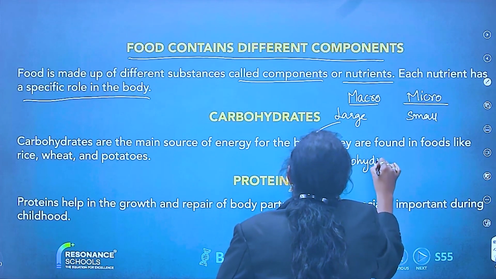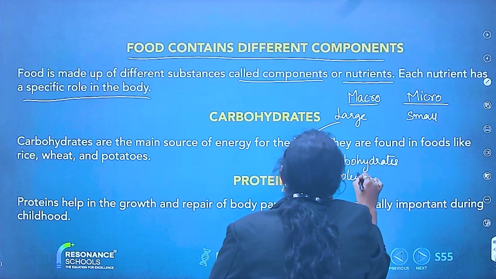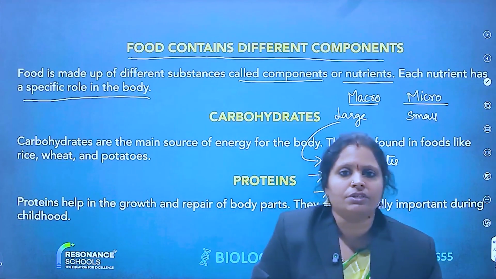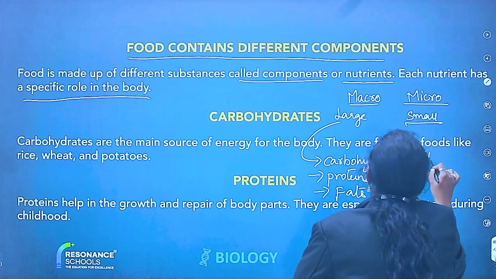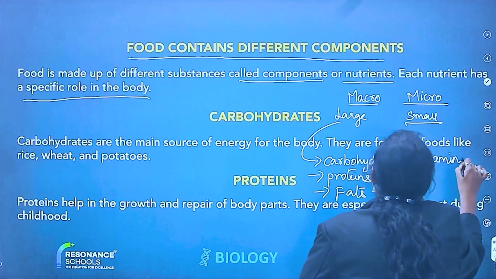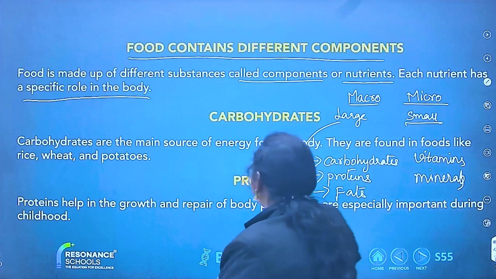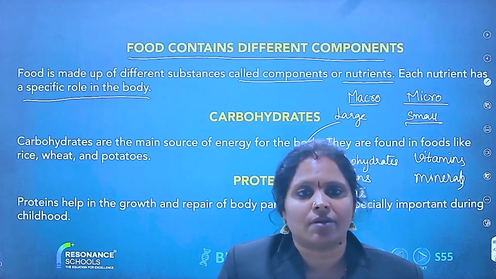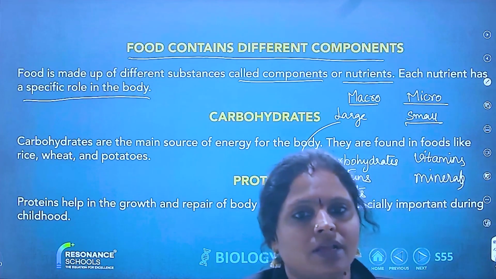Carbohydrates, proteins and fats. These are the macronutrients which we were studying, whereas the micronutrients are vitamins and minerals. Make a note, all of you, about the macronutrients and micronutrients. Macronutrients are carbohydrates, proteins and fats, whereas micronutrients are vitamins and minerals. Am I clear? Yes, you people are answering nicely.